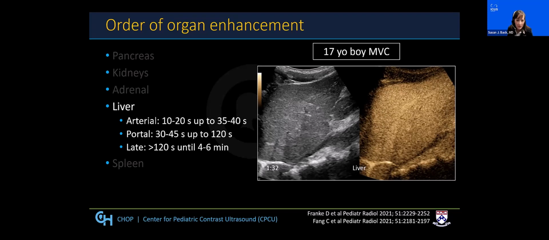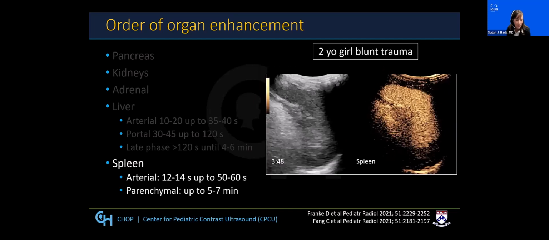And so, for example, in the setting of trauma, while we may see portions of the arterial and portal venous phase, we're going to focus on the late phase to see any disruption of the blood flow within the liver to evaluate for traumatic injury. And this was a normal liver in this 17-year-old boy. And the spleen also has an earlier phase of arterial enhancement and then a much longer delayed parenchymal phase, which is the optimal time to identify trauma, but this was a normal spleen.